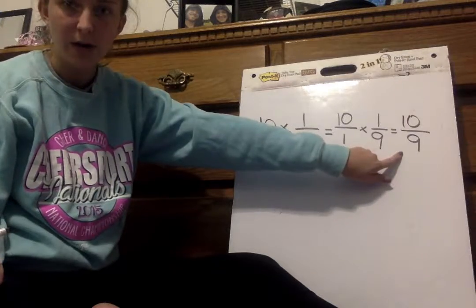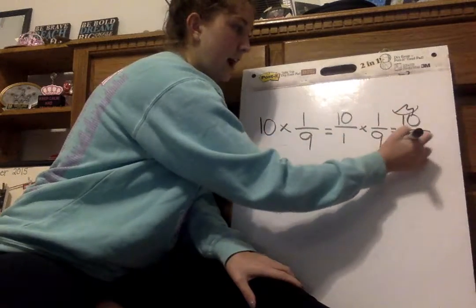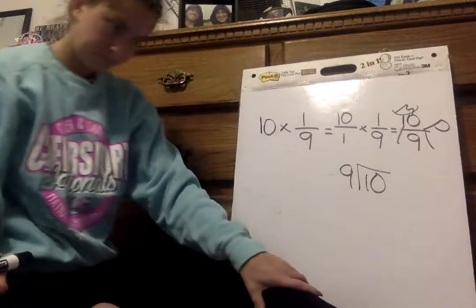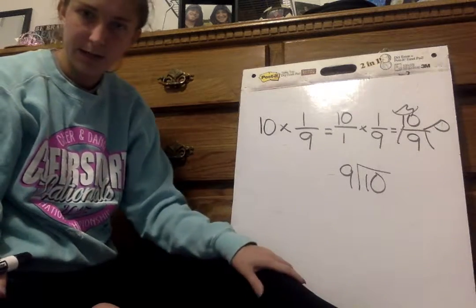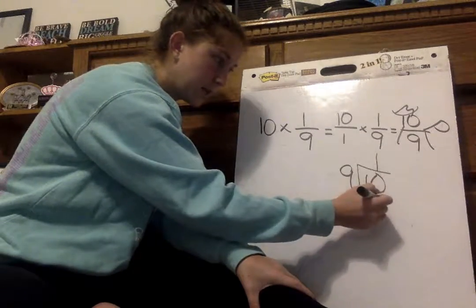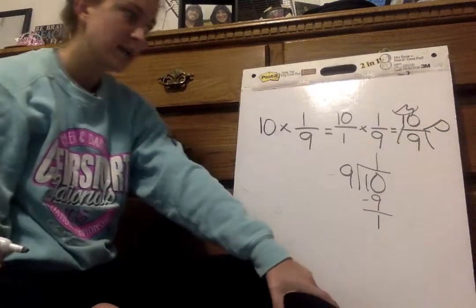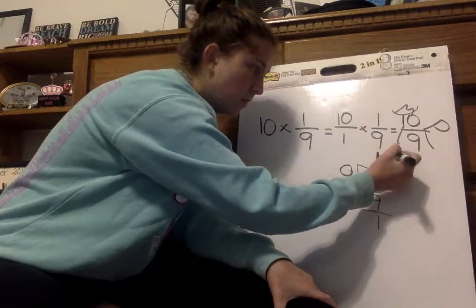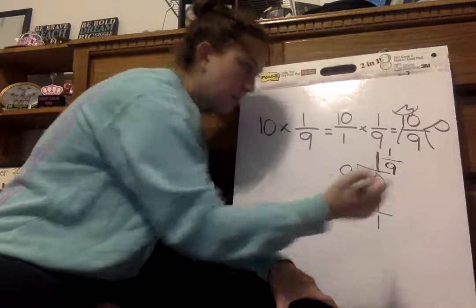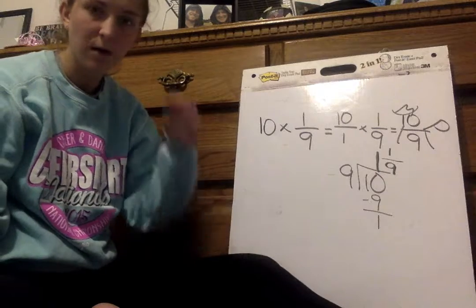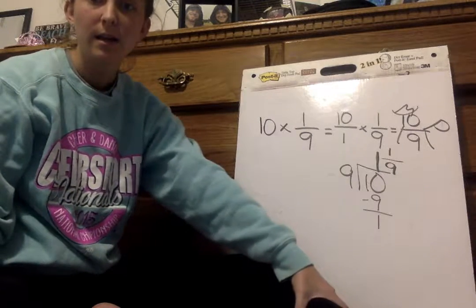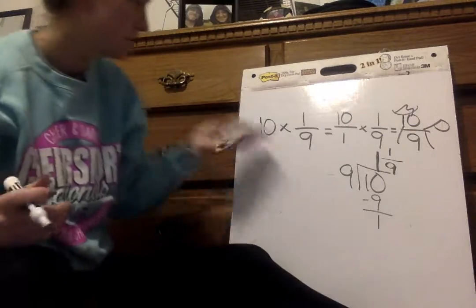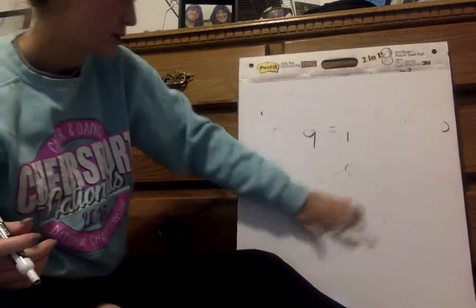Again, I have another improper fraction, so I'm going to have to divide using my strategy. How many times can 9 go into 10? It can go 1 time. 1 times 9 is 9. When I subtract, I get 1. Again, we've got to build our mixed number. So my whole number is going to be 1. My numerator is going to be 1. My denominator is going to be 9. Therefore, our mixed number is 1 and 1/9. Okay?